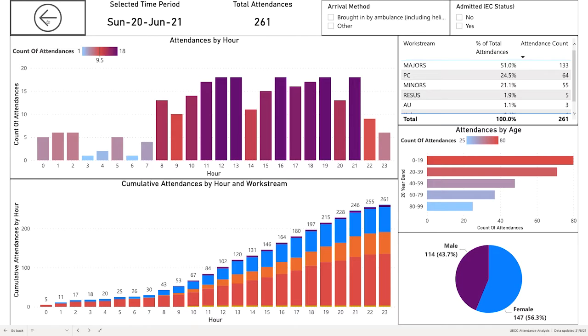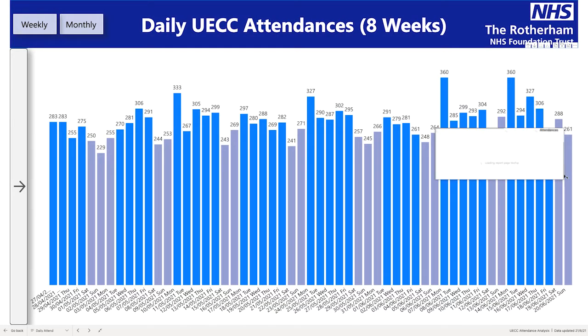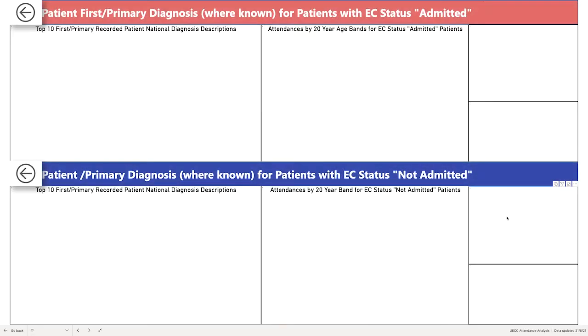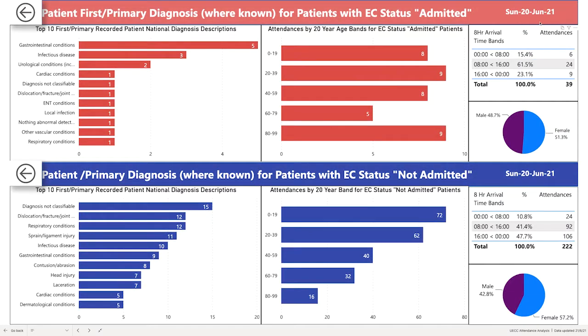You have some other drill down options on here, which will allow you to look at the primary diagnosis for those known. It will always display the period that you're looking at. So for this particular day that we're looking at, for the admitted patients, you can see 5 patients were admitted for gastrointestinal conditions, and for the non-admitted, whilst we have a lot of diagnosis not classified, we did have 12 dislocation fractures and 12 respiratory conditions on that particular day.